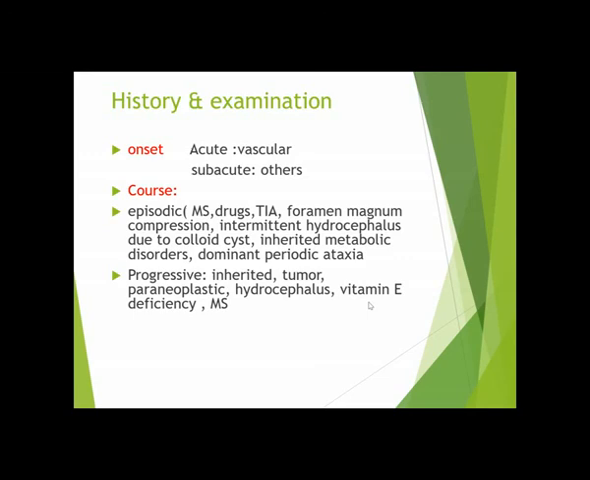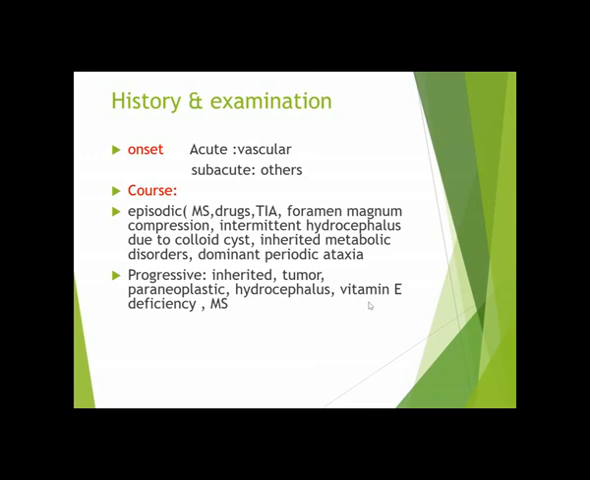Then come progressive causes. These can be inherited. It can be because of a slowly growing tumor, paraneoplastic syndromes, vitamin E deficiency, and also multiple sclerosis. In some patients with primary progressive MS, the disease will be progressive, while in relapsing remitting MS, it will come as episodic ataxia.